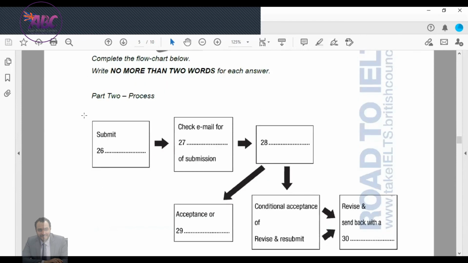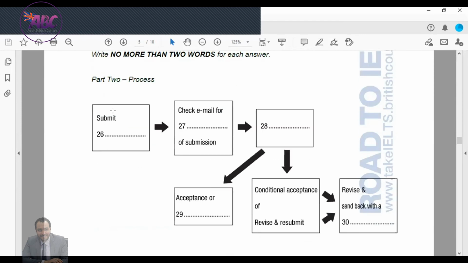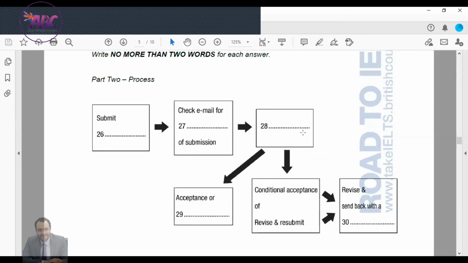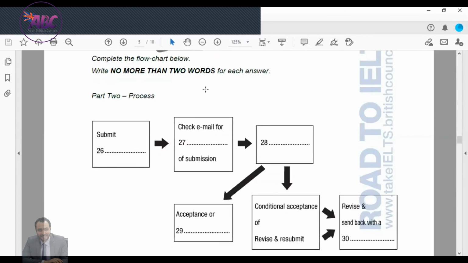So the next one is flowchart completion, and this is also one of the common questions that come in the IELTS test, especially if you are taking the academic module. So if you're taking the academic module, you should expect this kind of question to come to you during the listening test.